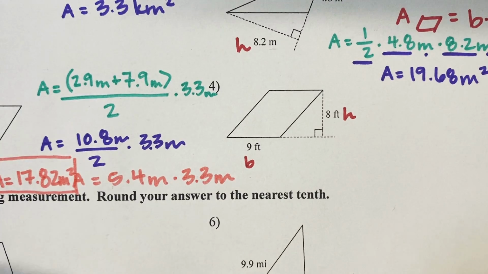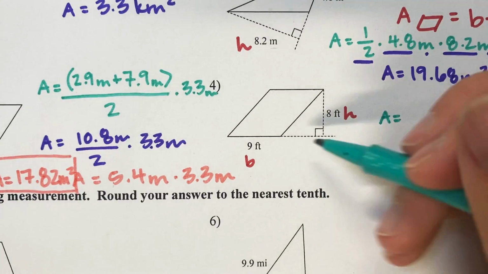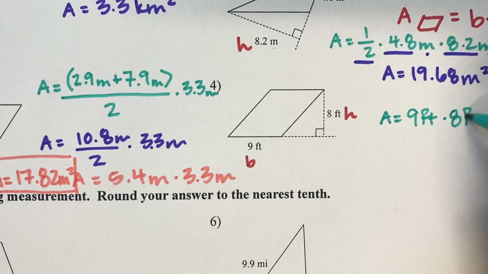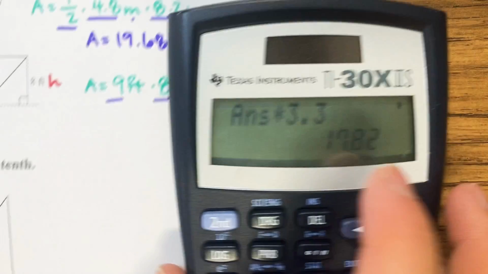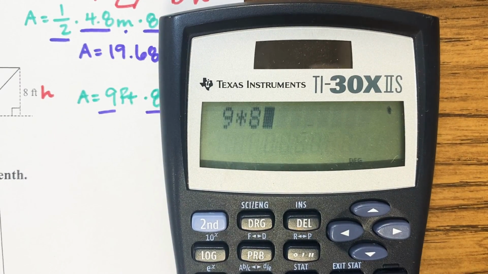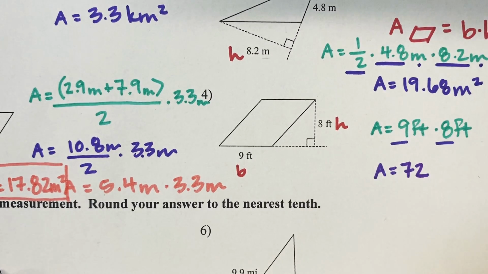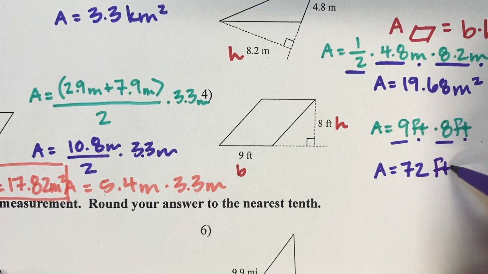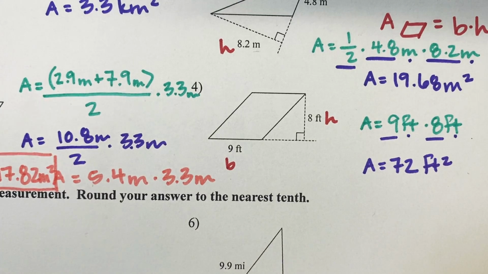Okay, so now we can go ahead and plug this into our formula. So area equals my base, 9 feet, times my height, 8 feet, and let's go ahead and multiply that. So we have 9 times 8, which if you do this in your head, that's totally awesome. You get 72. Okay, and what are my units? Remember, feet times feet is feet squared. And there we go.